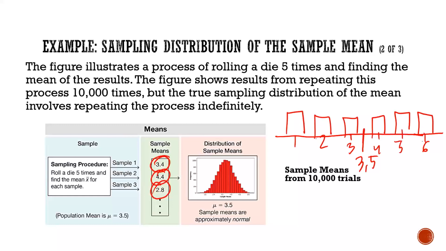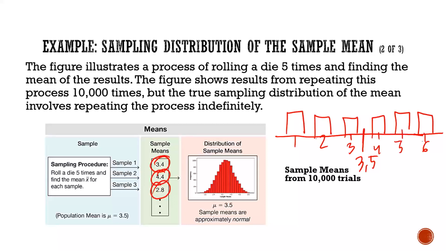So I would have more bars in the center, higher bars, and shallower out on the edges, right? So this would look approximately normal, even though it's coming from a distribution that is uniform, right?